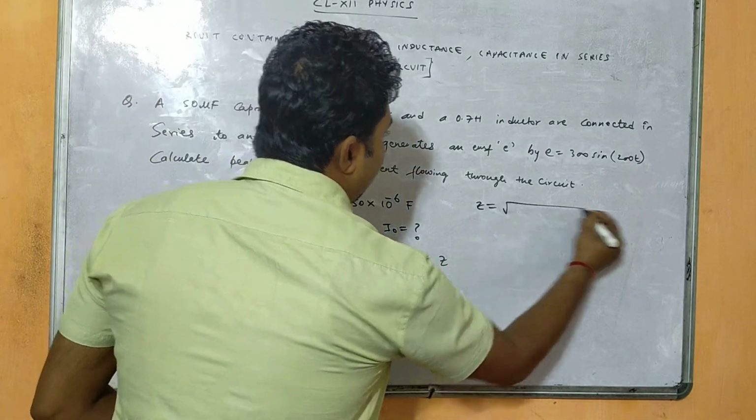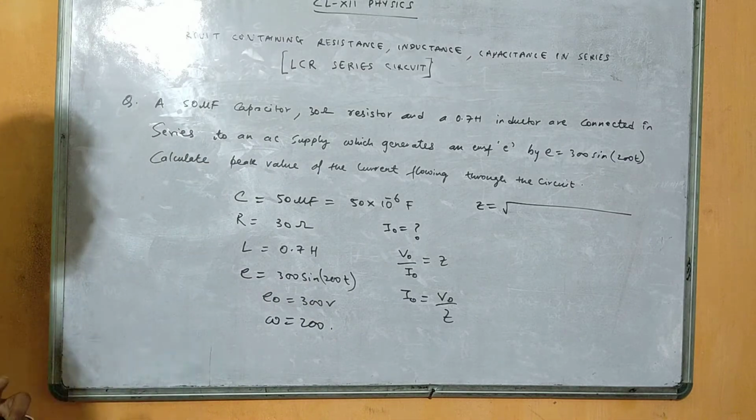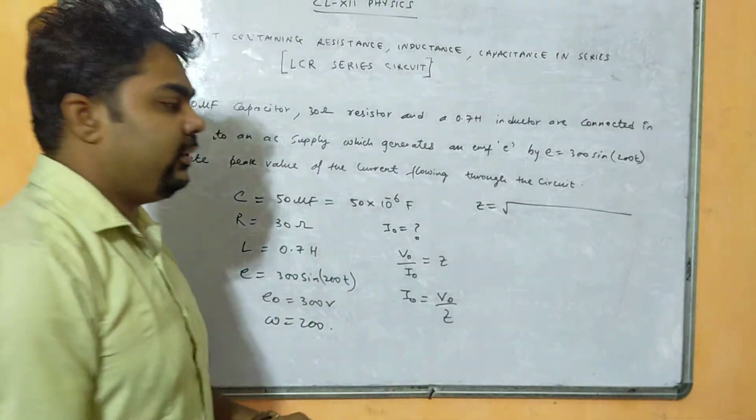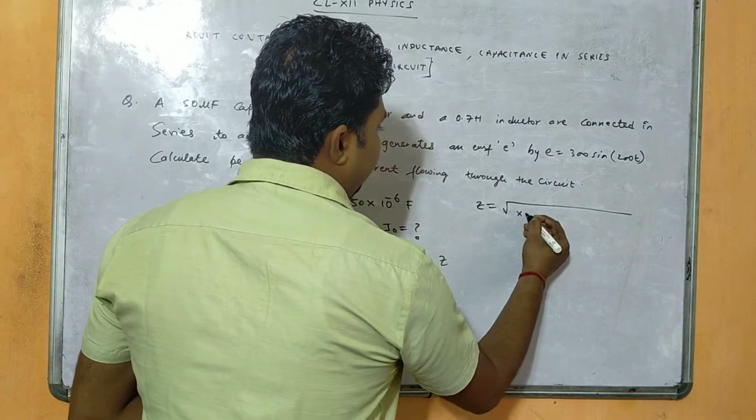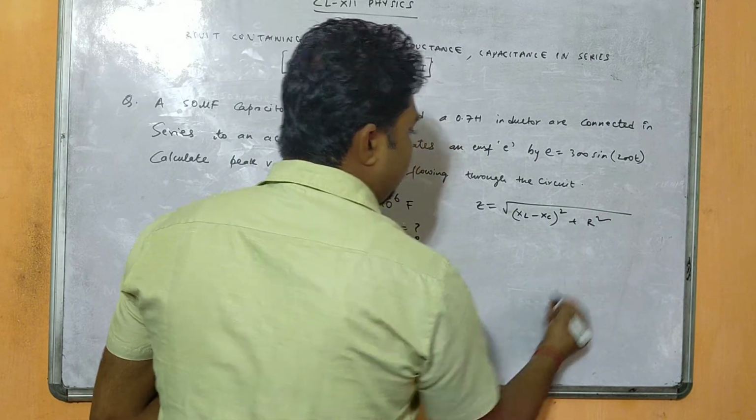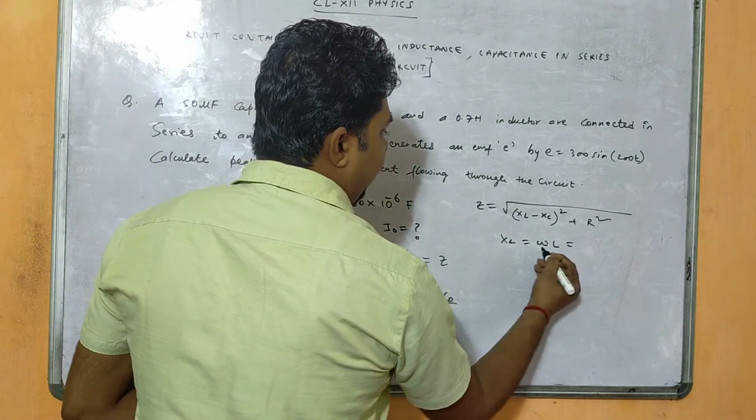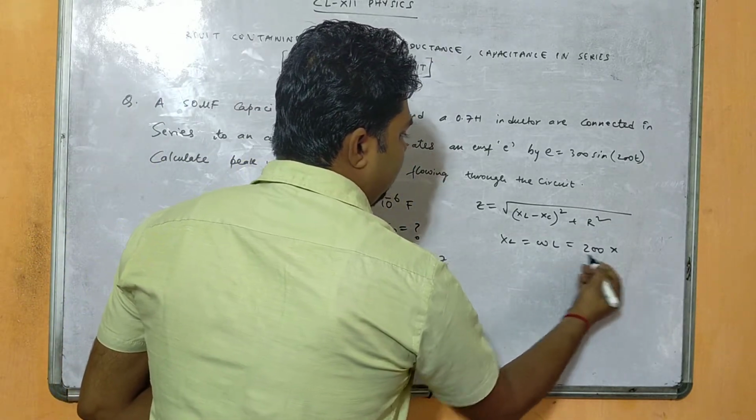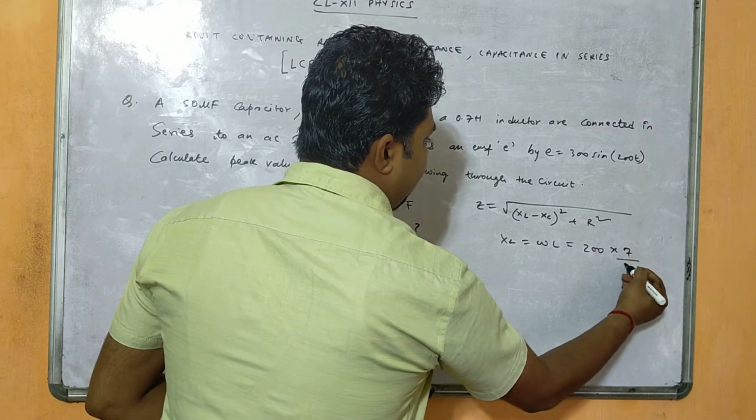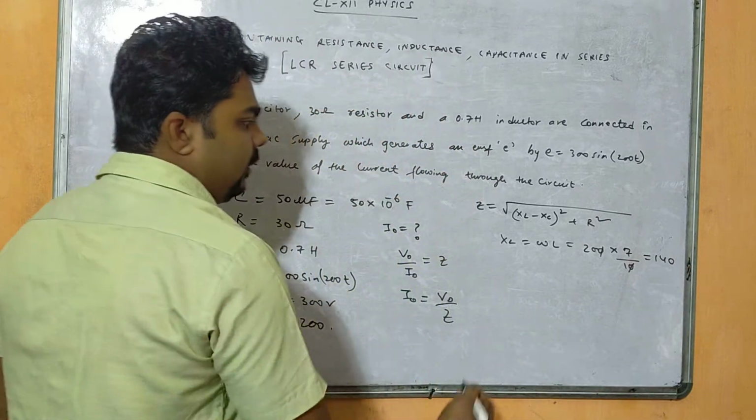So what is the Z formula for an LCR circuit? In this circuit we have R, C and L also, so this is an LCR circuit. The impedance formula for an RLC circuit is the square root of XL minus XC whole square plus R square. Separately, first we will find XL. XL equals omega L. Omega was 200 and L is 0.7, so the 7 by 10 will get cancelled. What will we get here? 140.